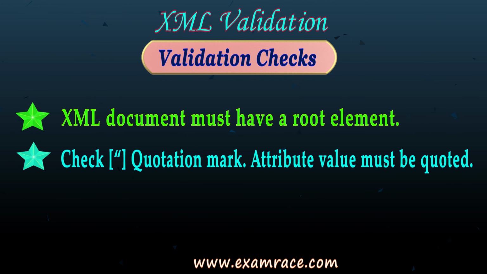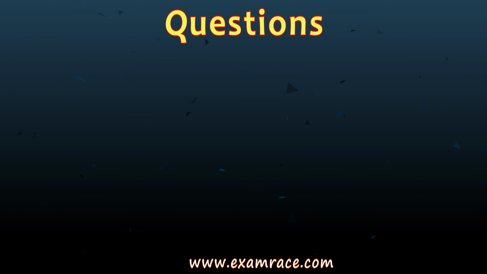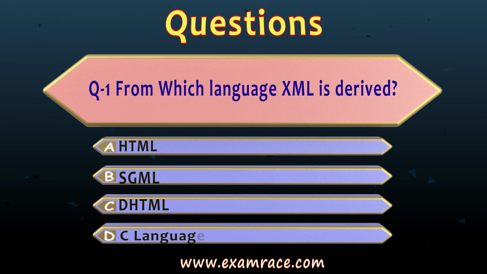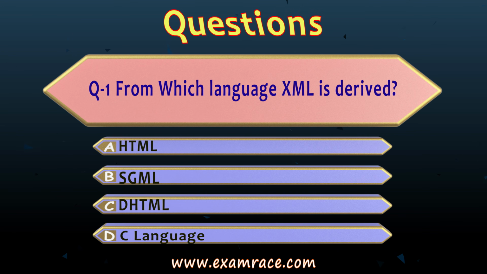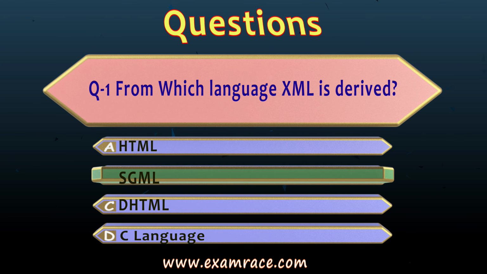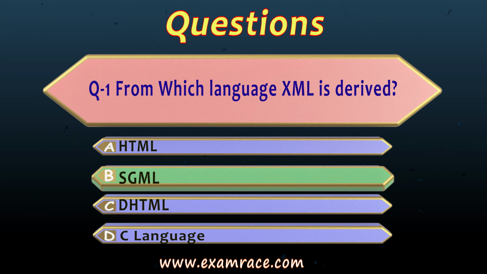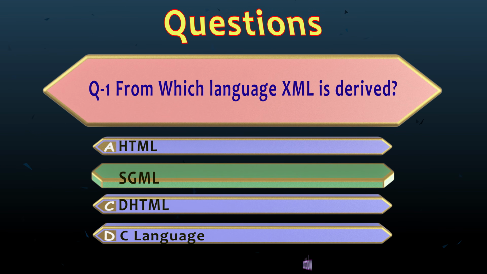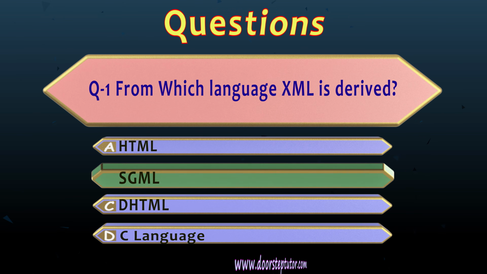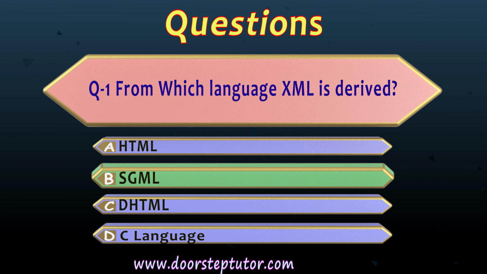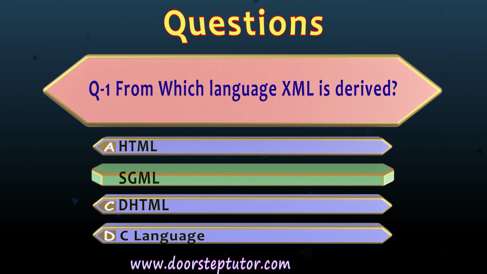Let's move to our next slide, some MCQs related to the same topic. The first question is, from which language is XML derived? What is the correct answer? Option number 2, SGML, is the correct answer, as we have already discussed that it is derived from SGML. HTML, DHTML and C language, the other options, are totally wrong because these are different languages.